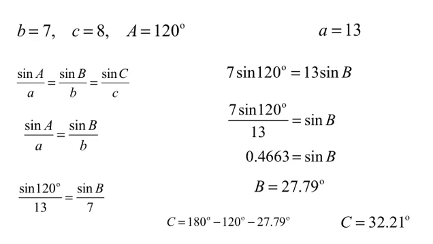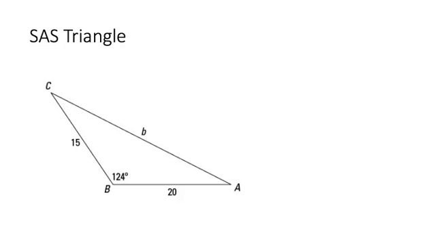So that was one SAS triangle. Let's take a look at another. You'll notice we have angle B is 124 degrees here. This would be little a because it's opposite angle A, which is here. This would be little c because it's opposite angle C, which is here.